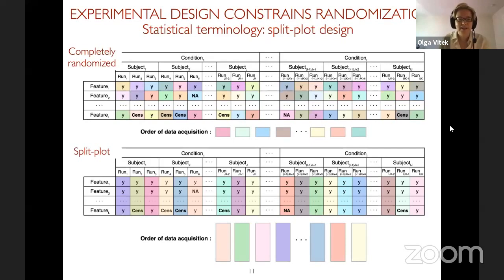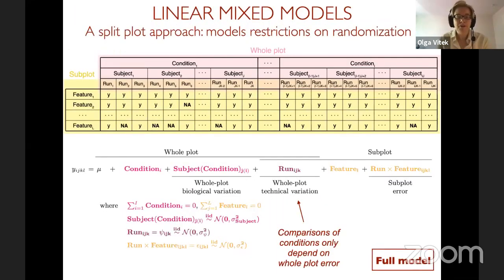But what is happening is this. The randomization only occurs at the level of the runs. We randomize the order in which we acquire different conditions and subjects, but there is no randomization at the level of the run. All the features are acquired together within the same run. In statistical vocabulary, this has a very well-defined type of design, and these designs are called split plot designs. What we do is based on the split plot representation of experimental designs for mass spectrometry experiments. There is very extensive statistical literature on how to analyze split plot designs.